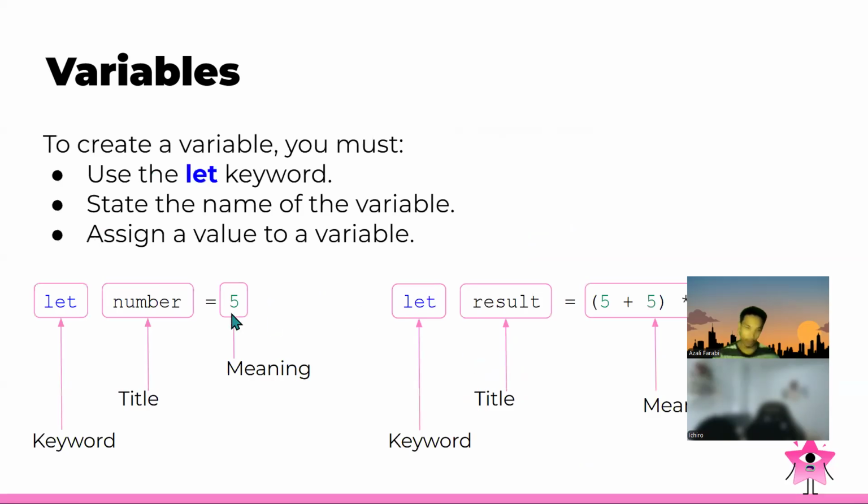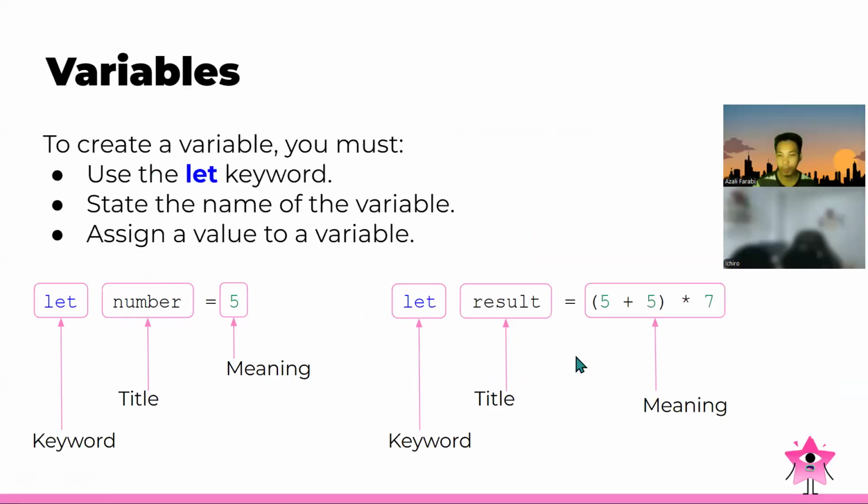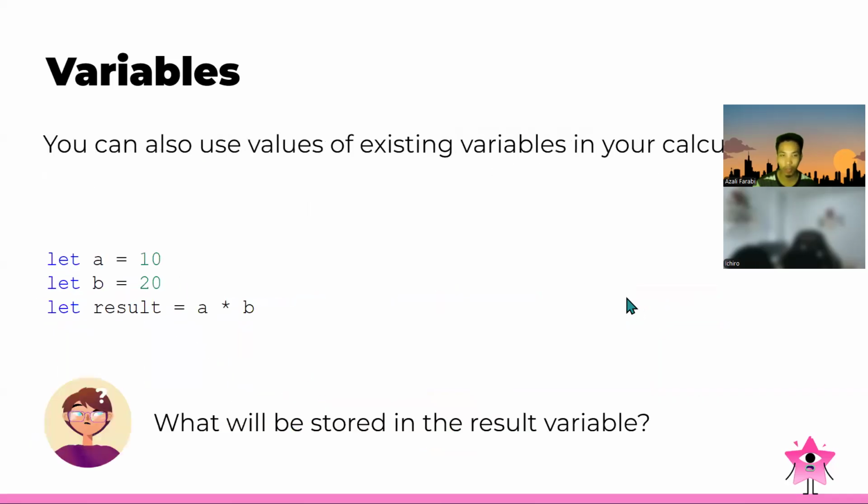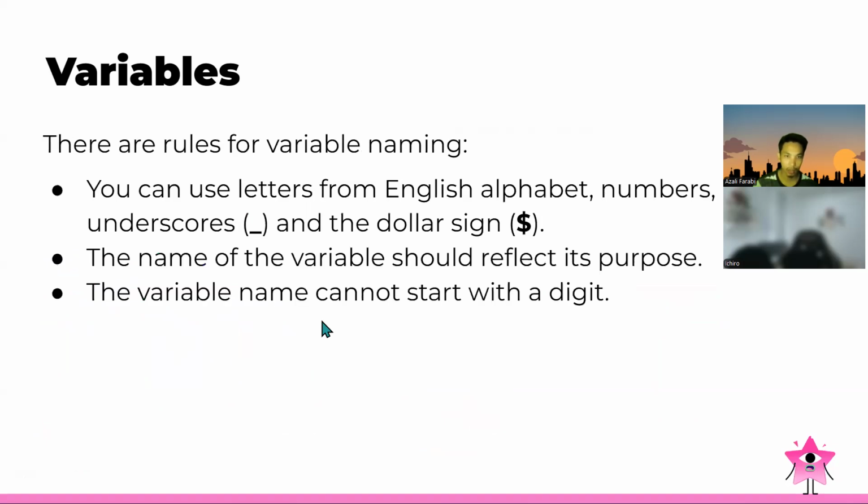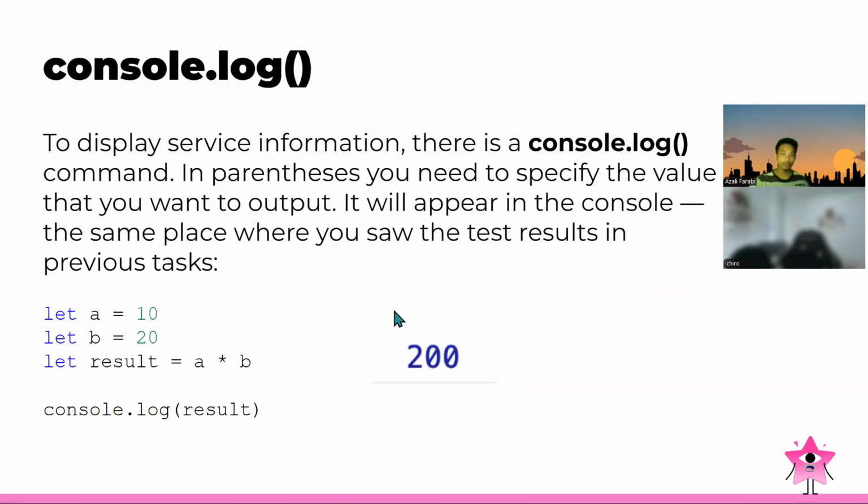Now, this is how we can do that. When you create a variable, let, and then the name of the variable, and then the equal sign, and then the value of the variable. Also you can perform an operation, like multiplication or addition, inside your variable. And this is how we can do it. Okay, now something that we will also learn is how we can display something inside our console.